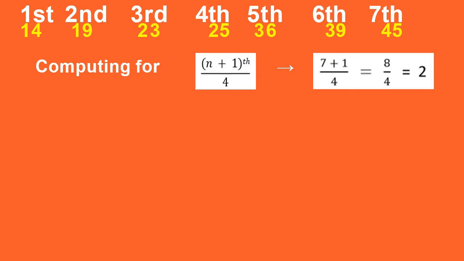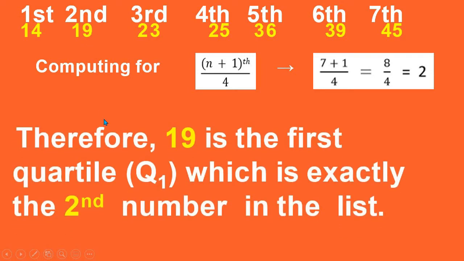Take note that 2 here is not the value of the first quartile. It is the location or the position of the value of the first quartile in the given set of data. So, the second number in the list is 19. Therefore, 19 is the first quartile, which is exactly the second number in the list.